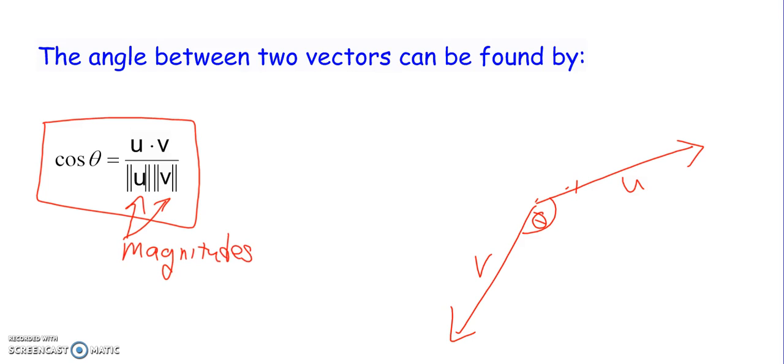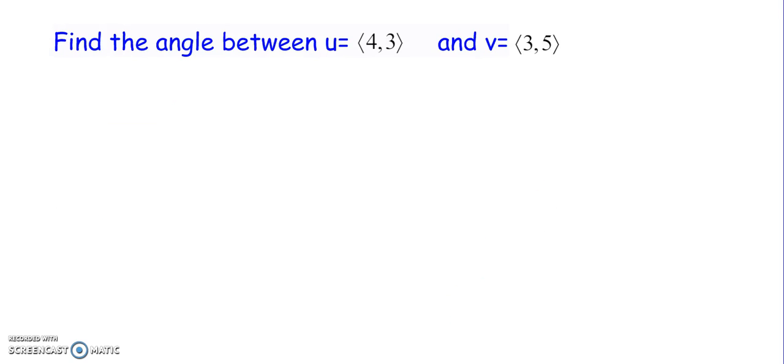Magnitudes of u times the magnitude of v. In other words, another way to say magnitude is just the length of u times the length of v. All right, so here is a very good example of how we can figure this out.